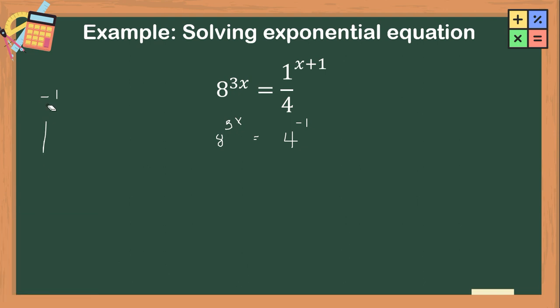Same na po. So okay na yun. I hope you get my point there. That's why we have 4 raised to negative 1 here. Then, next, you're going to copy x plus 1. So they don't have the same base yet. We need to express the bases into the same base. Okay, so 8 cannot become 4, because 4 raised to 2 is 16.